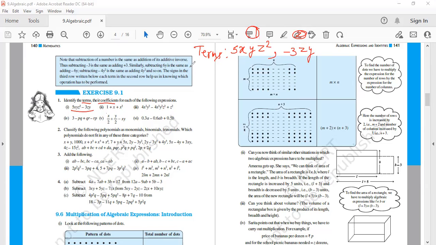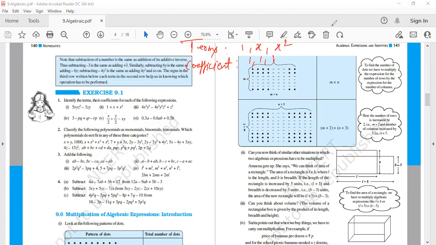And what are the coefficients? Coefficients are nothing but the numerical number with their sign. So 5 comma minus 3 are the coefficients of the first question. Similarly, we will solve the second one. The terms will be 1, comma, x square, and the coefficients are 1 comma 1 comma 1, because the numerical coefficient in all three terms will be 1.